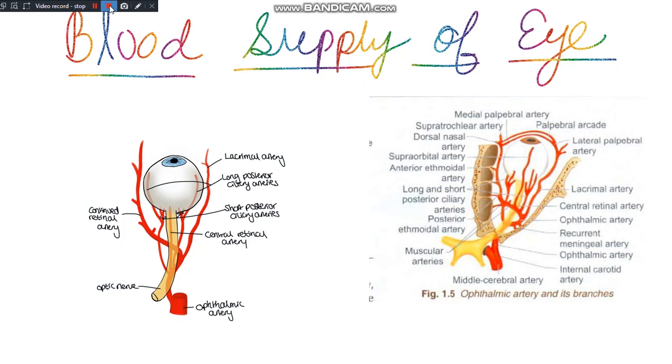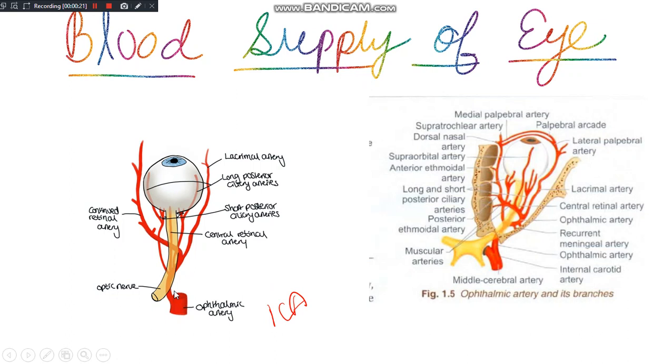Hello everyone. In this session, we'll be learning the blood supply of the eye. We'll start with the arterial supply of the eye. Now, the main artery of the eye is the ophthalmic artery. The ophthalmic artery is a branch of the internal carotid artery, ICA.